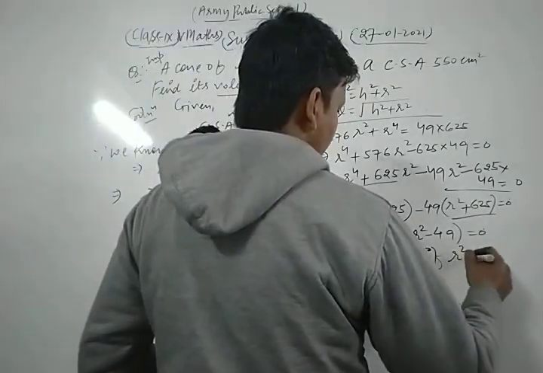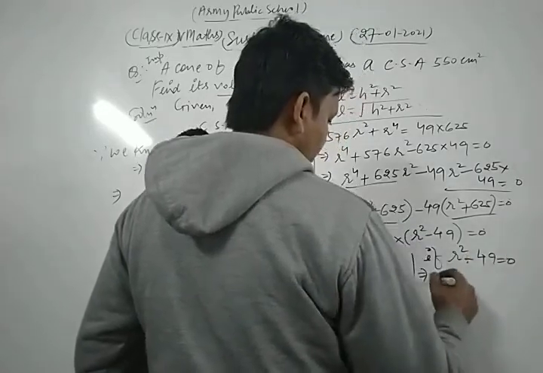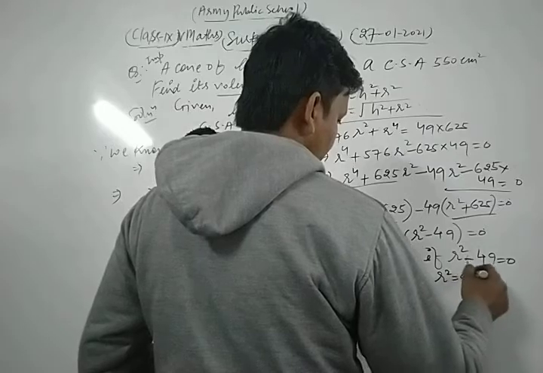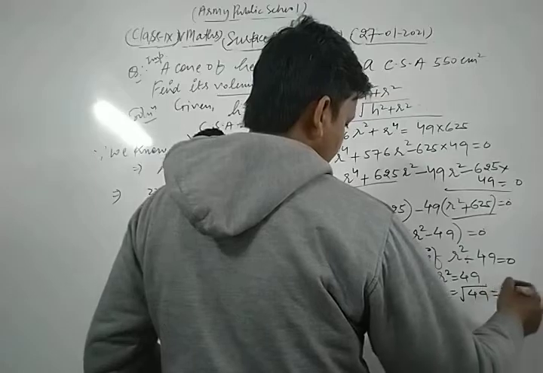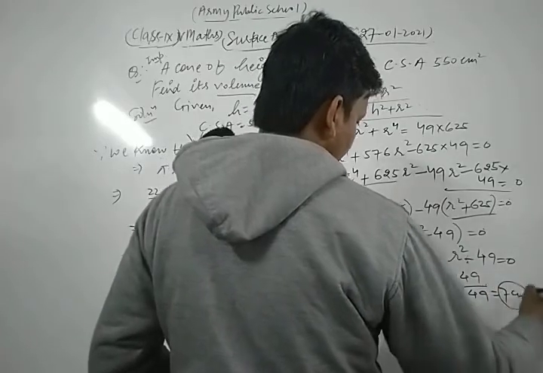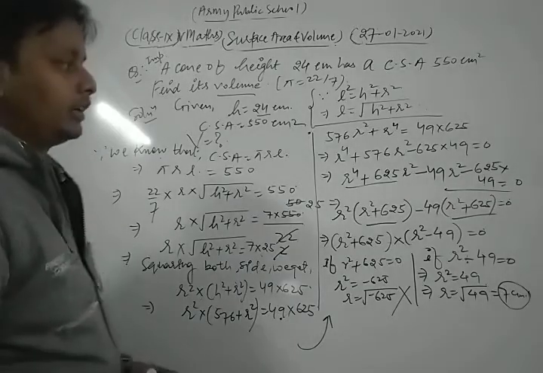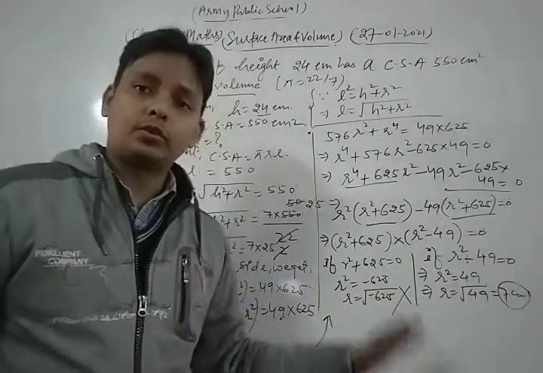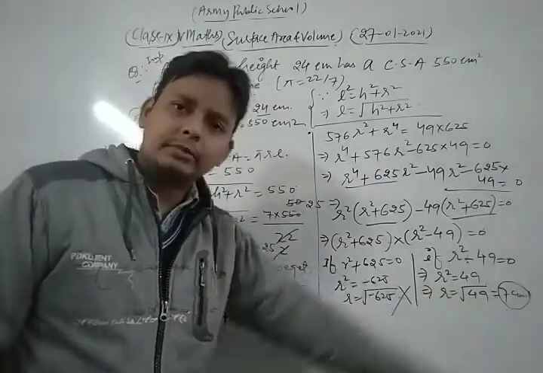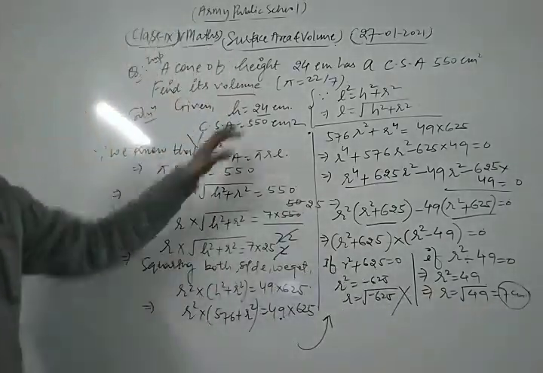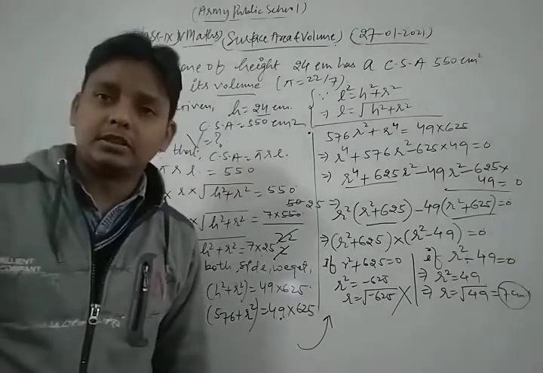Now if we take r square minus 49 is equal to 0, that is the value of r square is equal to plus 49, that is the value of r is square root 49, that is 7 centimeter. Thus in this way, dear students, we find the radius of the required cone. The radius of the given cone is 7 centimeter, and we also have the height of the given cone, 24 centimeter.